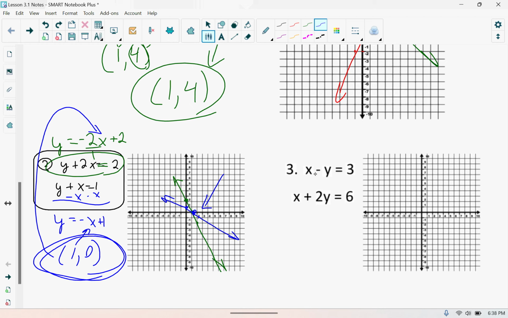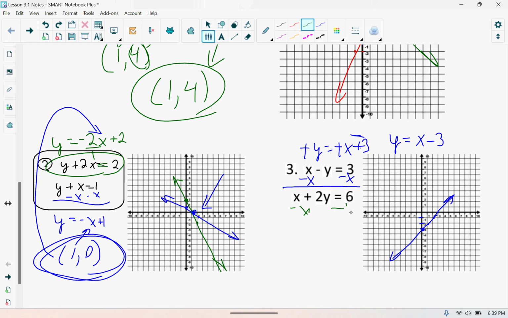Let's go ahead with number 3. So number 3, I'm going to subtract that x over, and I get -y is equal to -x plus 3. I'm going to change all my signs because I want that y positive. So I have y is equal to x minus 3. So I'm going to start down 1, 2, 3. And then go up 1 over 1. So it looks like that. Okay, let's do this one.